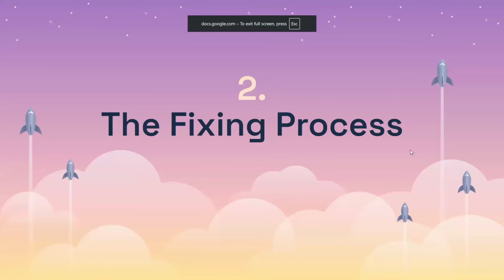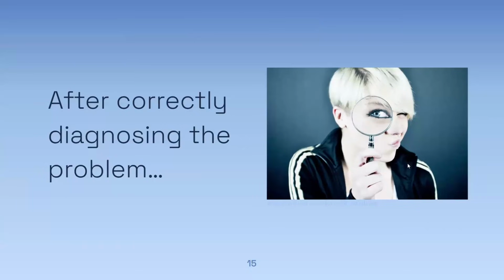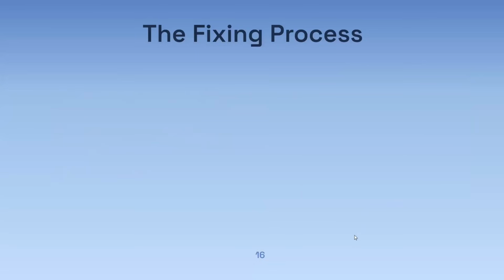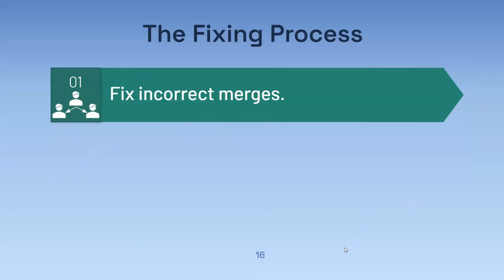Here we go. Okay, so the fixing process, as I said, is really pretty simple. After we've diagnosed the problem correctly, then this is the simple fixing process. Again, not necessarily easy, but there are only three steps. The first one is to fix any incorrect merges. I found that it is super important to do that first, because if you do the other steps first, then undoing the merges can mess up the work that you've done and even undo the corrections that you've already done.